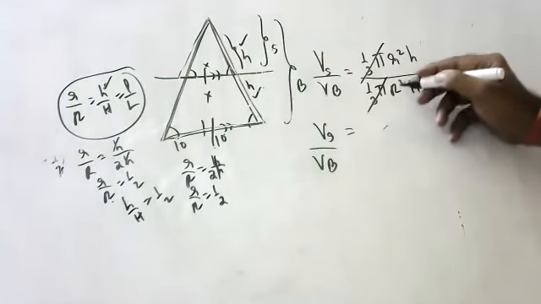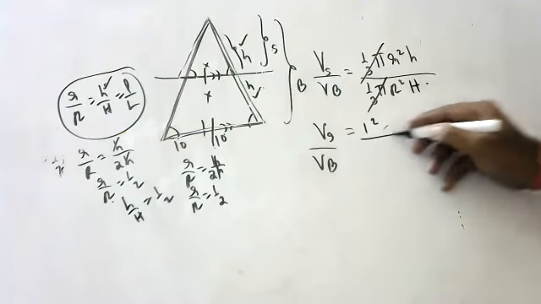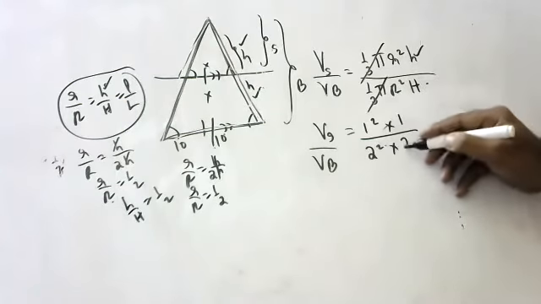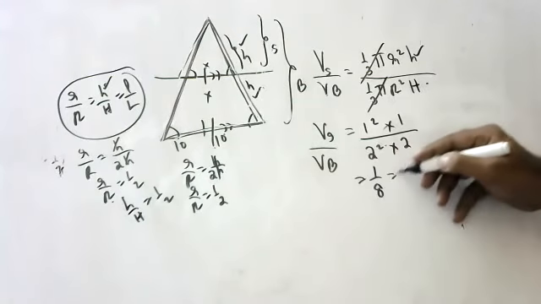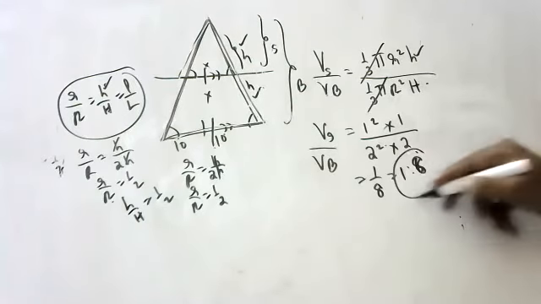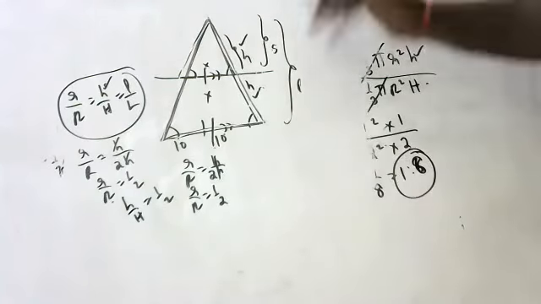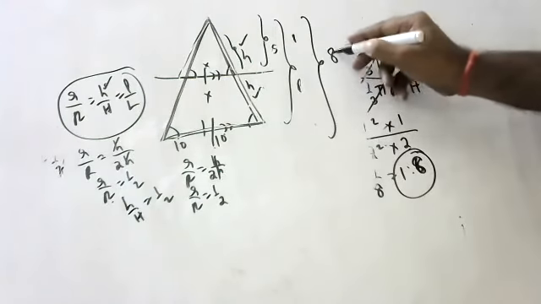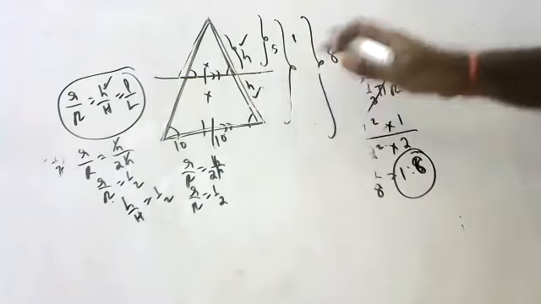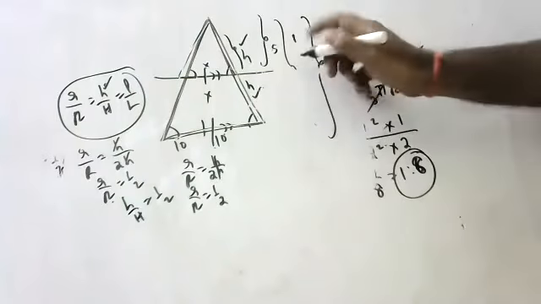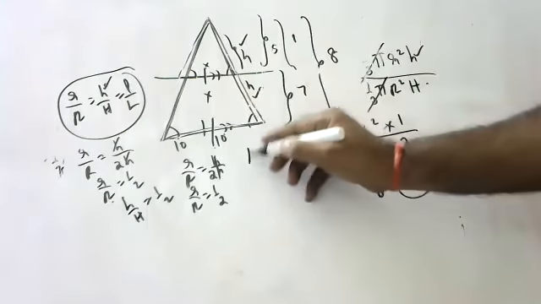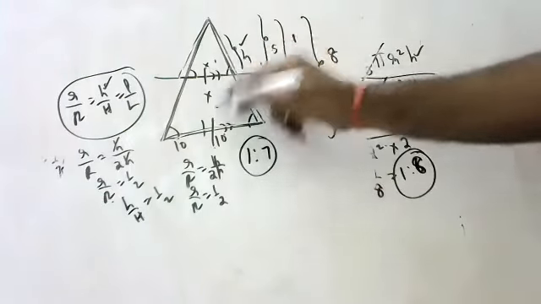Now tell me, children, small r by big R, how much did I get? 1 square by 2 square. And small h is also 1 by 2. That is 1 by 8. That is 1:8. Children, now the ratio you see, this is 1, this is 8. But they ask this by this. If this is 8, this is 1. What will be this, children? 7. So what is the ratio of small cone to the frustum? 1:7. They asked actually this to this, children.